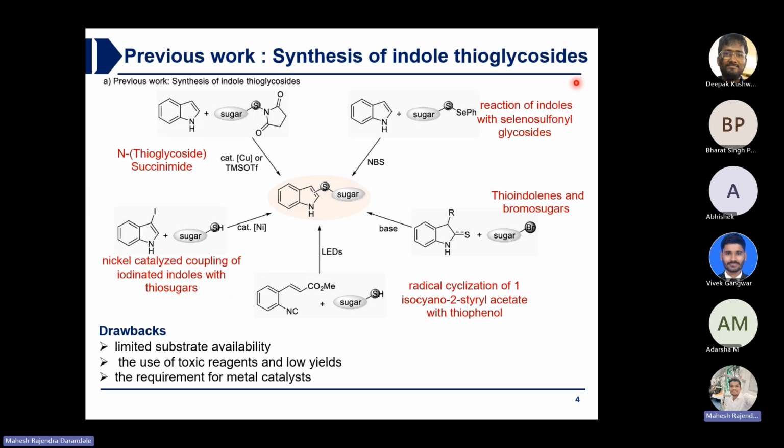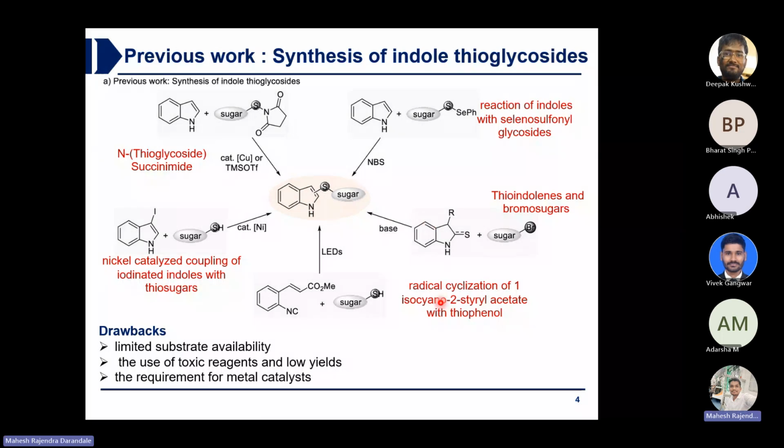Another method: reaction of indoles with selenosulfonyl glycosides in the presence of NBS can also give the indole thioglycoside. Next one, thioindoles and bromo sugars. Basically here, the indole has a thiol functionality, which undergoes an SN2 reaction with the sugar bromide, which will again give the indole thioglycoside.